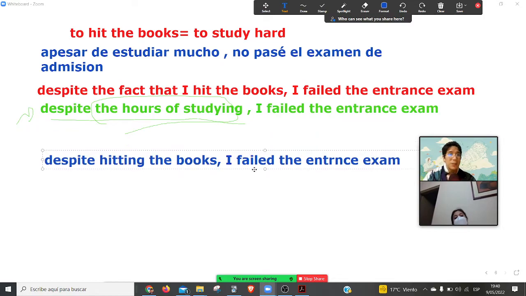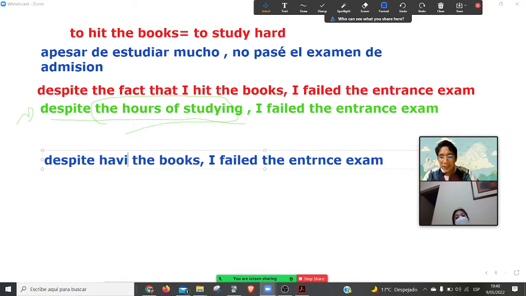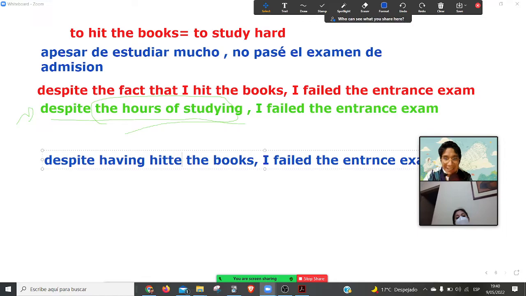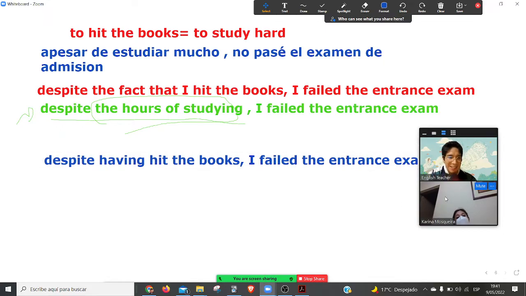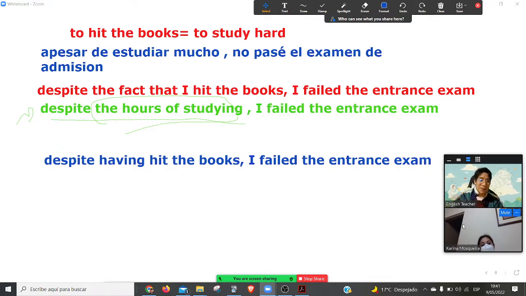Ahora, si tú quieres hablar de una acción, ¿qué pasó primero? ¿Estudiaste o jalaste el examen? Estudié. ¿Quieres enfatizarlo? ¿Cómo sería? Despite having hit. No, hit nada más. Despite having hit the books, I failed the entrance exam. Did you understand? ¿Te has dado cuenta cómo hemos combinado el tema de los gerundios con el despite? Y de manera natural, no, despite having hit the books, I failed the entrance exam.